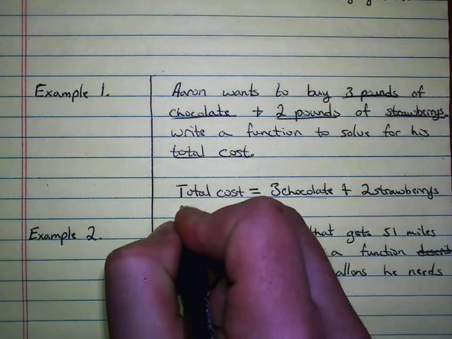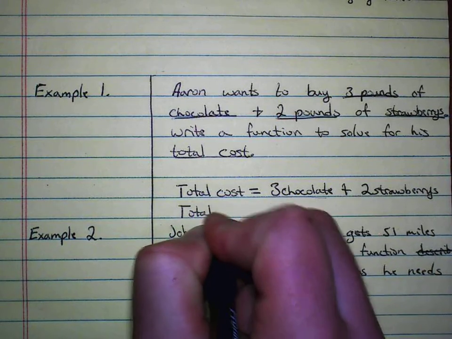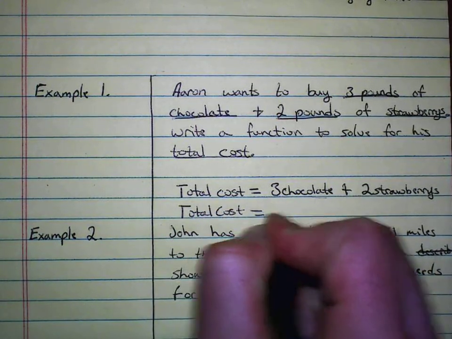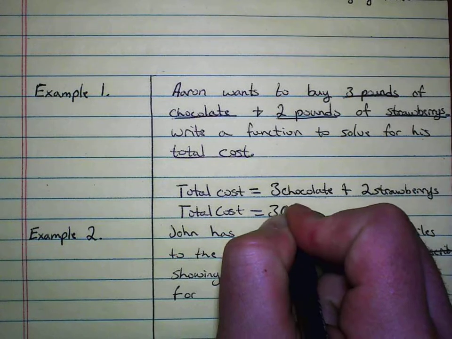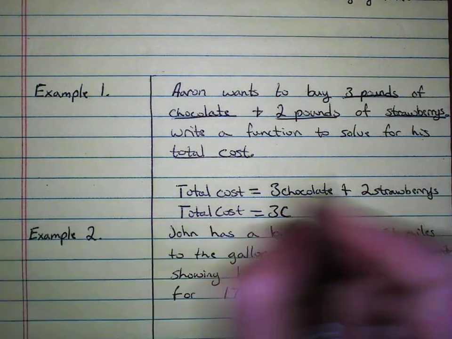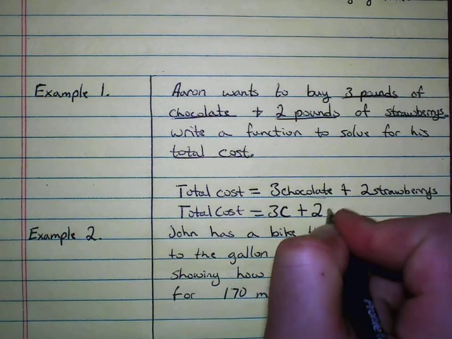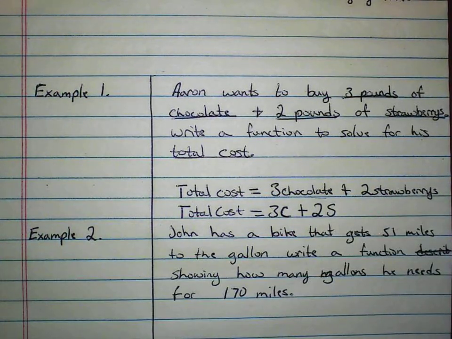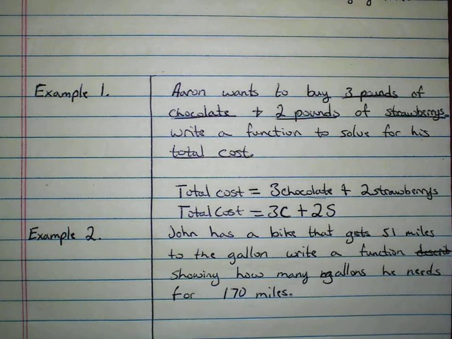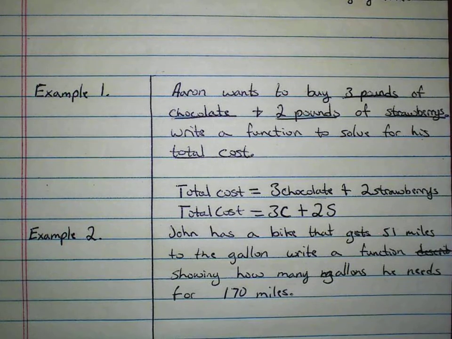So what we need to do is change this to total cost is equal to 3C, we're using C for chocolate, plus 2S. Now, if I come back and I told you chocolate's worth this much and strawberries are worth this much, you can plug those numbers in for C and S and find what he paid. Okay? But right now, there's no way to solve this without knowing what the cost per pound of this chocolate or the cost per pound of the strawberries is.